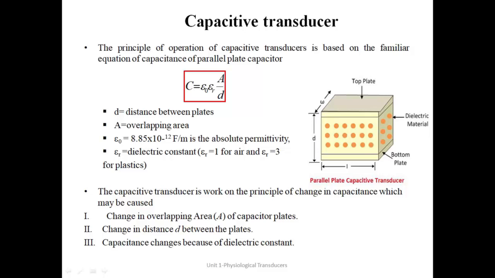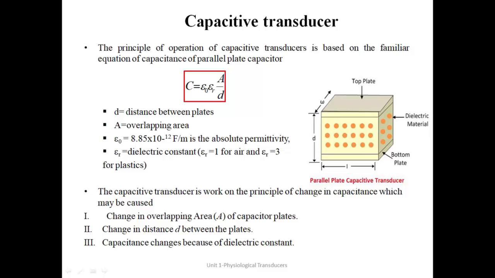C equals epsilon naught epsilon r into A by d, where d is the distance between the plates, capital A is the overlapping area, epsilon naught is the absolute permittivity, and epsilon r is the dielectric constant. This depends upon what material you are using as a dielectric in between the two plates. Right. So this is the basic governing formula for any capacitive transducer. Now from this formula, you can see epsilon naught is a fixed quantity. Epsilon r is a fixed value depending upon what material we are using, and A and d are the two things which the capacitance depends upon.